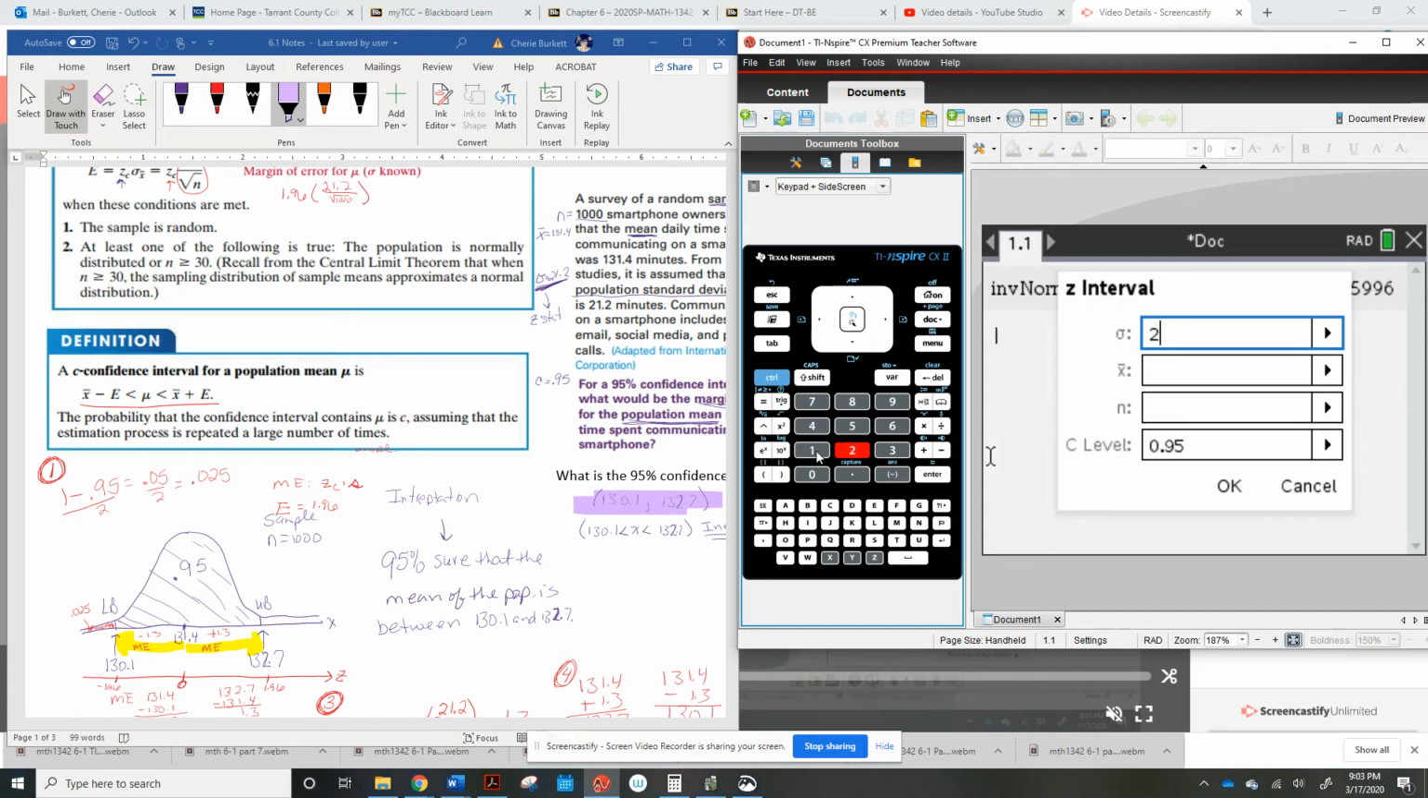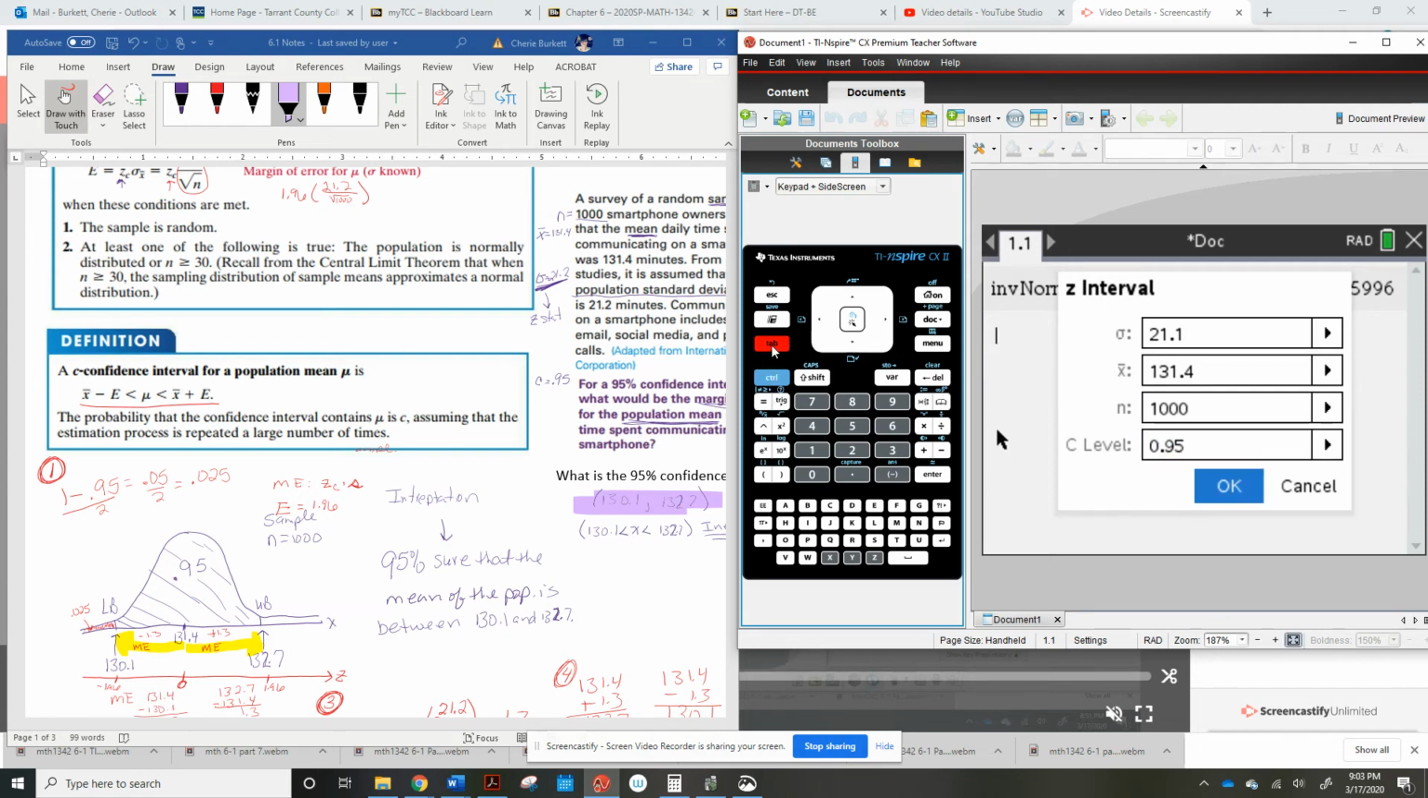So that is 21.2, and your sample mean is 131.4, and your sample size is 1,000, and your confidence level is 0.95. That's what they gave us right here. I think 0.95 must be the default. But you can change it if you need it to whatever.